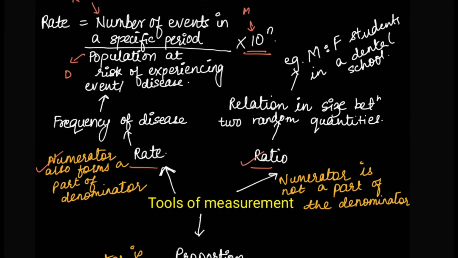Coming to ratio, ratio is basically expressing the relation in size between two random quantities. For example, the male to female students in a dental school. So if it is a class of 100 students, say 20 of them are males and 80 of them are females. So that is the ratio. So you're just taking the two random quantities and dividing the two. So this is male, which is say the first quantity, female is the second quantity. So that is basically A divided by B. That is your ratio. Okay. So it is expressed as a result of one quantity divided by the other quantity. That is ratio.